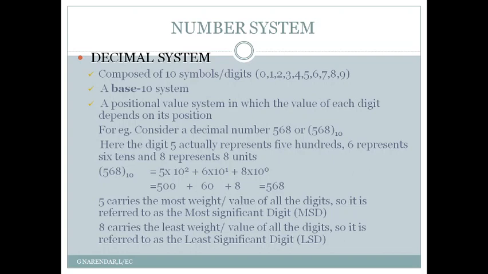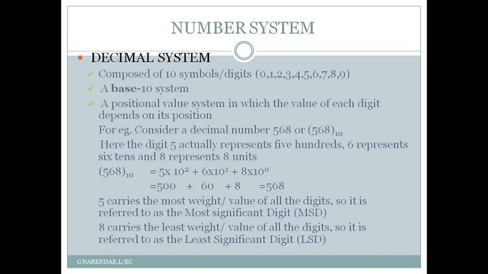So decimal number system, as you know, is composed of 10 digits starting from 0 to 9: 0, 1, 2, 3, 4, 5, 6, 7, 8, 9. Basically this system originated as the human has 10 fingers on 2 hands. So counting the numbers by using fingers is the origination for the decimal system.